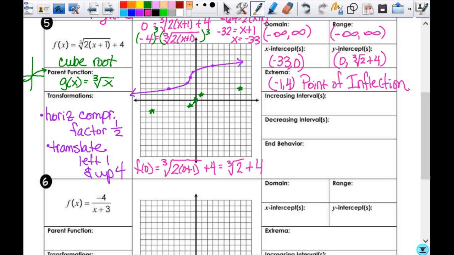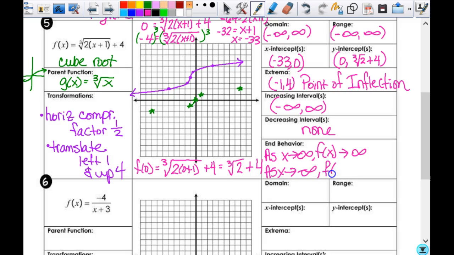Right, so am I increasing anywhere? Yes, the whole thing. So I'm going to go from negative infinity to infinity. So am I decreasing anywhere? Not if I'm increasing everywhere, right? So then my end behavior, as x approaches infinity, f of x approaches what? Infinity. And as x approaches negative infinity, f of x approaches negative infinity. Good.